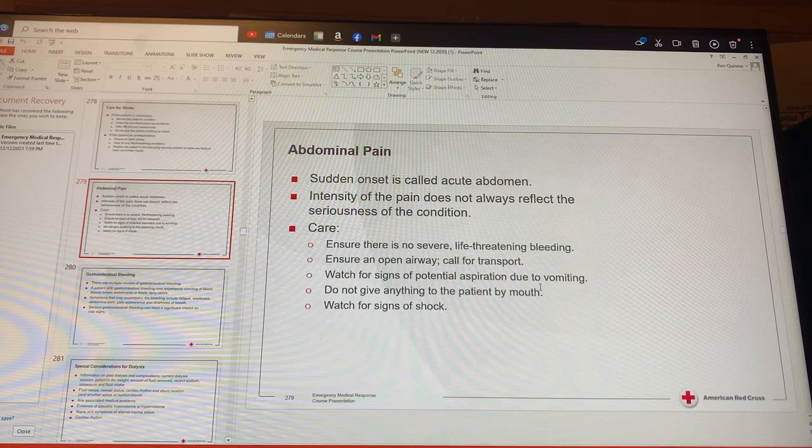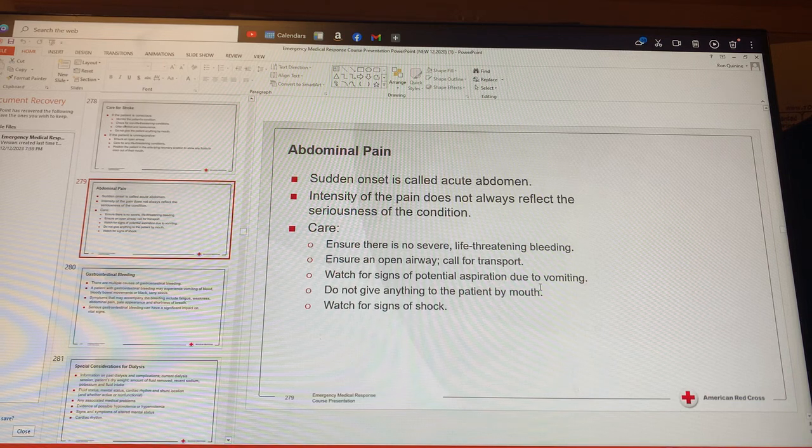Abdominal emergencies can be life-threatening and require immediate care to prevent shock. So, sudden onset is called acute abdomen. Intensity of the pain does not always reflect the seriousness of the condition, meaning that you don't have to be in a lot of pain to be in a serious condition with your abdomen. Care: ensure there is no severe life-threatening bleeding.